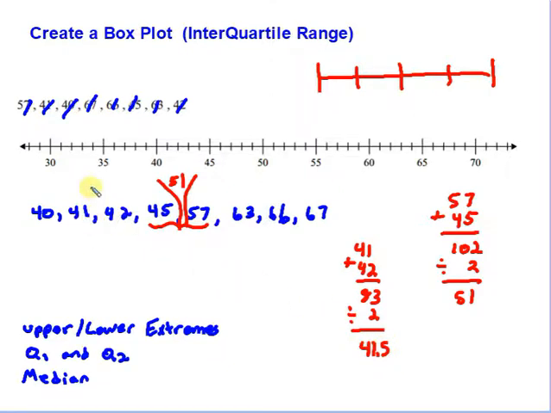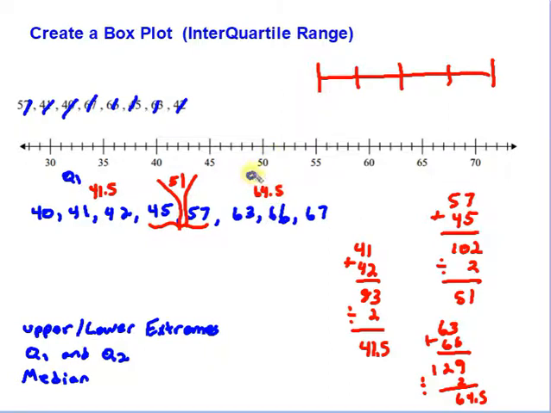41.5 is my quartile 1. Now, I also have to do that over here. 63 plus 66 gives me part of my quartile 3. That gives me 129. If I divide 129 by 2, I get 64.5. So that's going to be my quartile 3.